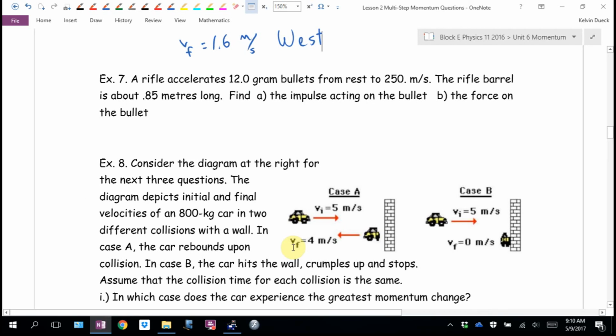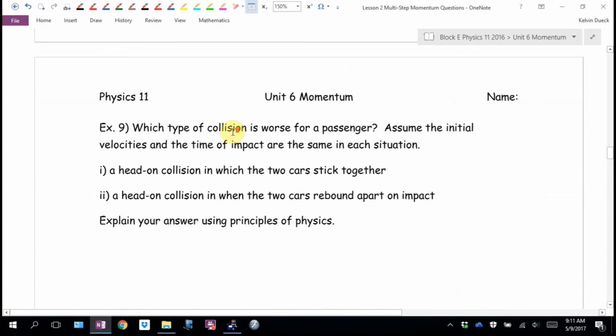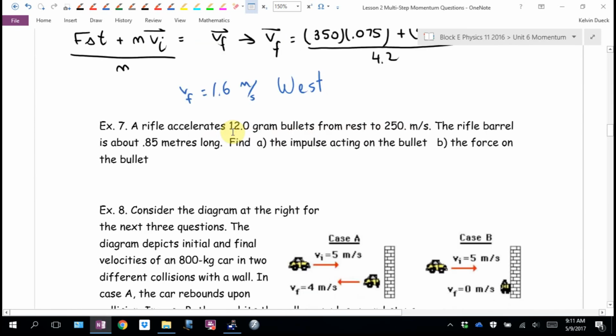A rifle accelerates 12-gram bullets from rest to 250 meters per second. The rifle barrel is about 0.85 meters long. A says, find the impulse acting upon the bullet. And then B says, find the force on the bullet. And Mr. Dewick says, wow, I didn't leave anywhere near enough space. Why did I not leave more space, Mr. Dewick? Okay. Well, we can do A if we write small.